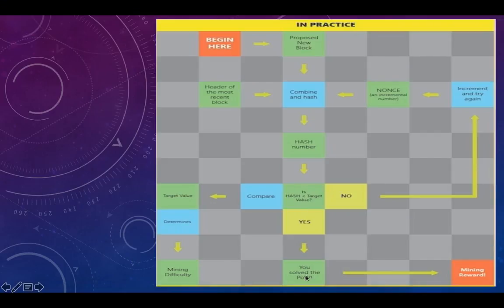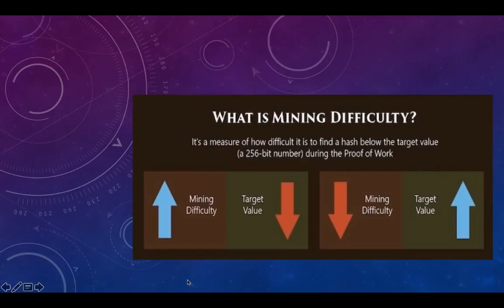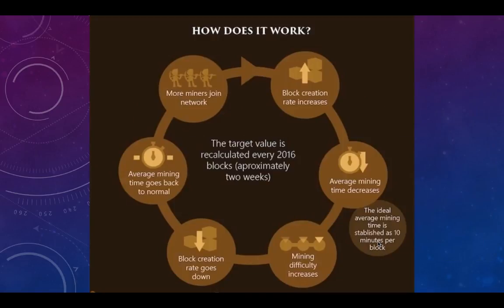Nice. You solve the problem, and pow, mining rewarded, okay? And this is just showing the mine, to compare the target value determines mining difficulty. So next step: what is mining difficulty? It's a measure of how difficult it is to find a hash below the target value during the proof of work. As it shows here, when mining difficulty goes up, target value goes down, whereas when mining difficulty goes down, target value goes up. So how does this work?